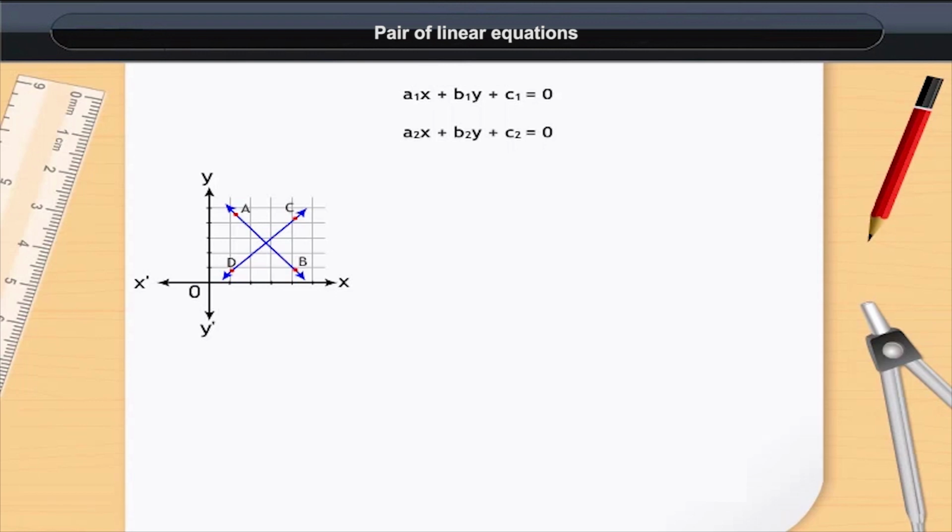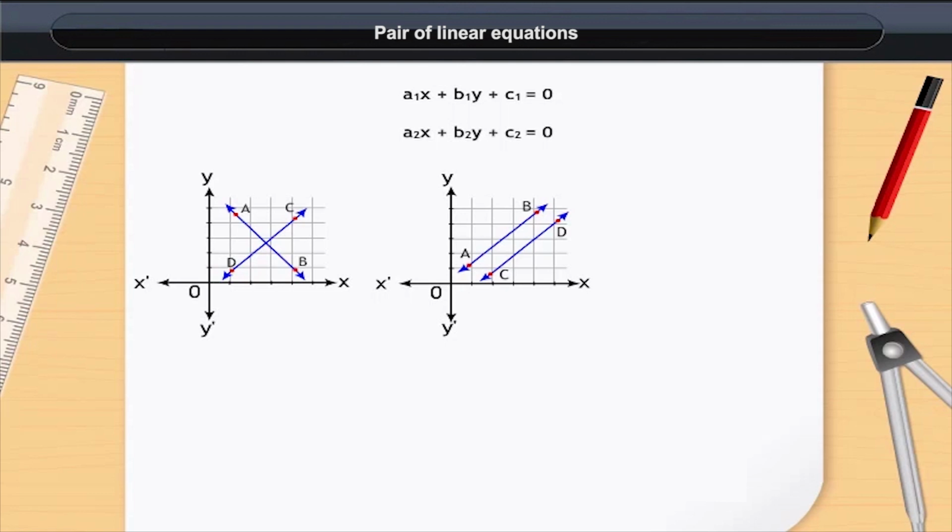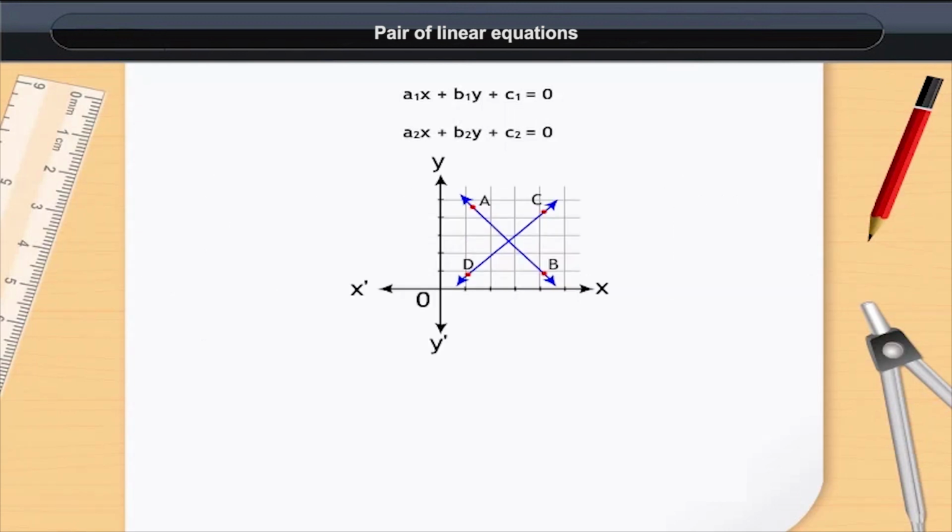First possibility is that the two straight lines intersect each other, and the second possibility is that the two lines are parallel to each other. Third possibility is that the two lines coincide, that is, one line lies on top of the other. Now, this leads to some interesting facts.